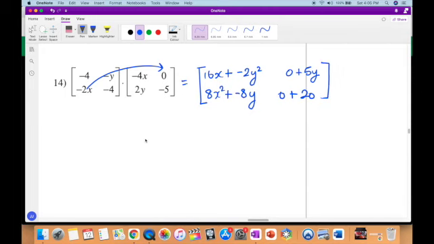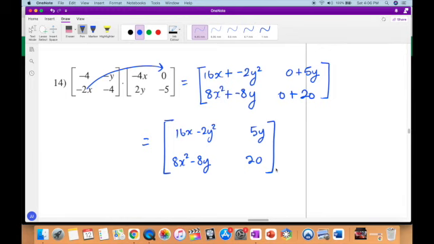So the answer here, that cannot really be simplified, is 16x minus 2y squared. On this side I have 5y. Over here I have 8x squared minus 8y. And over here I have 20. Yeah or nay?